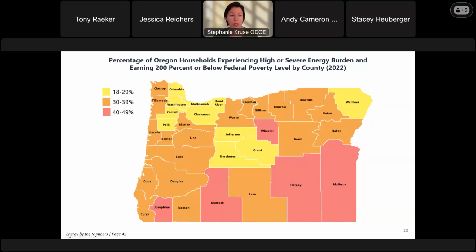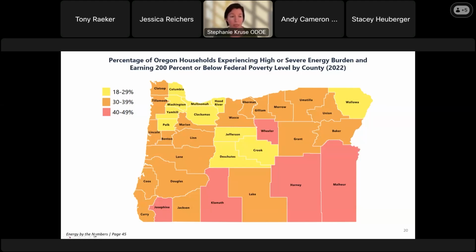The report also includes information on energy burden, which is assessed by comparing the amount a household spends on utility bills for their homes with their total income. Households spending more than 6% of their income on energy are typically regarded as having a high energy burden, while those spending 10% or more are considered severely energy burdened.